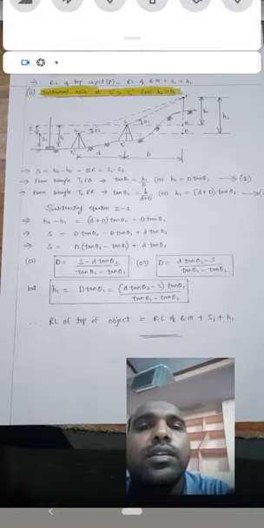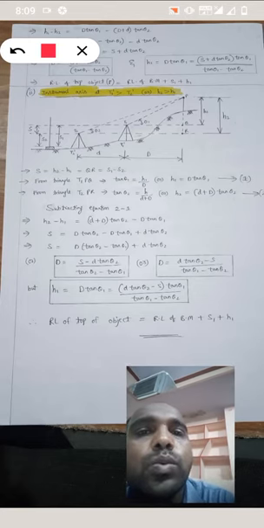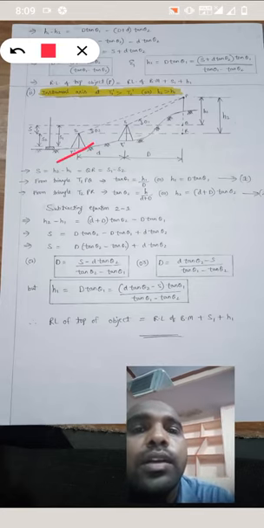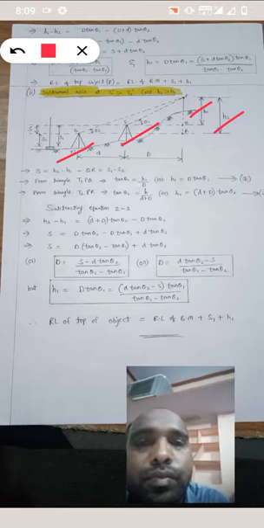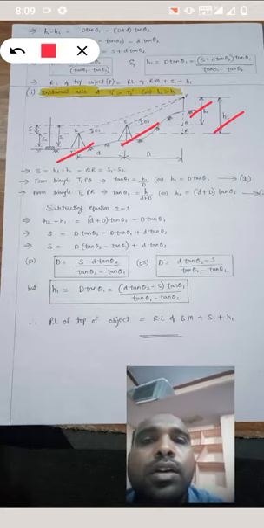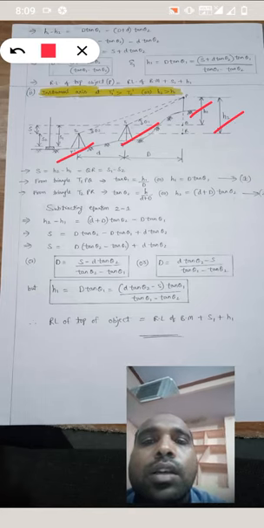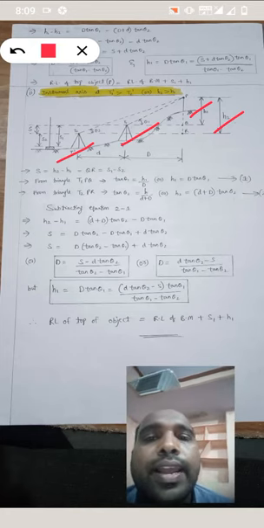Next one, instrument axis at T2 is greater than T1. Next, H2 greater than H1. So S is equal to the difference between staff readings: S equals H2 minus H1, equal to QR, equal to S1 minus S2.